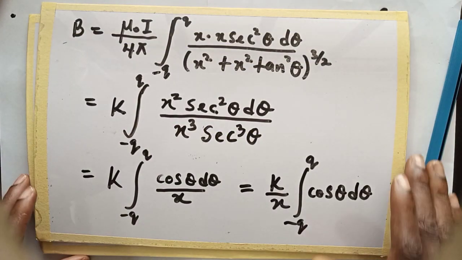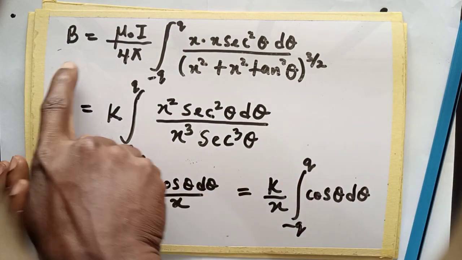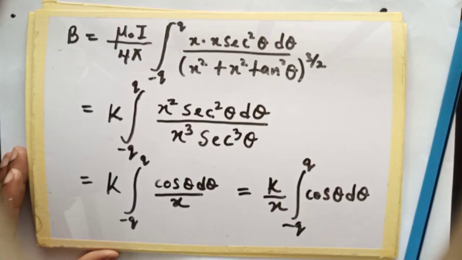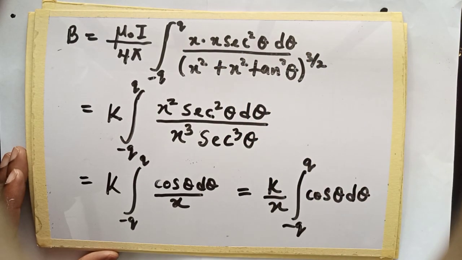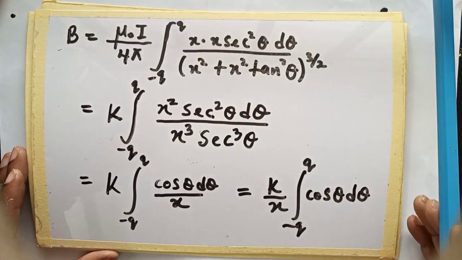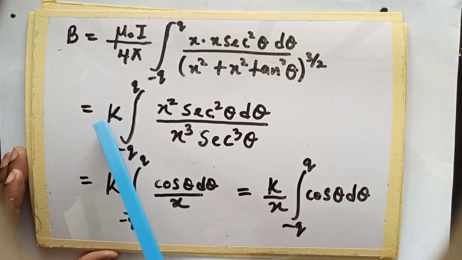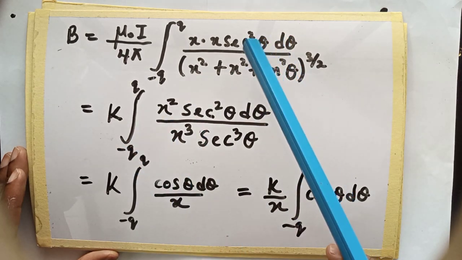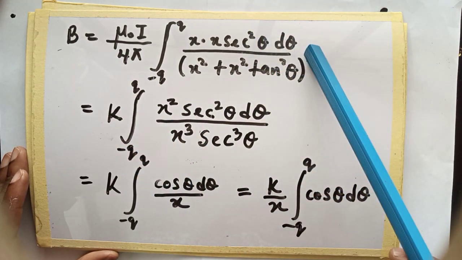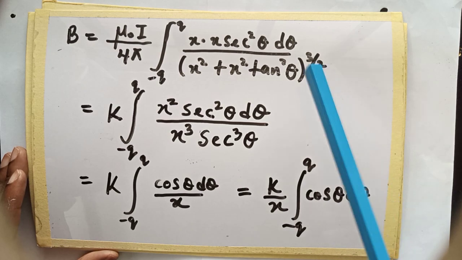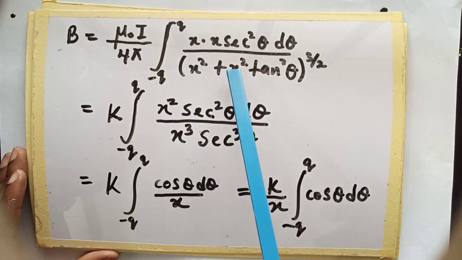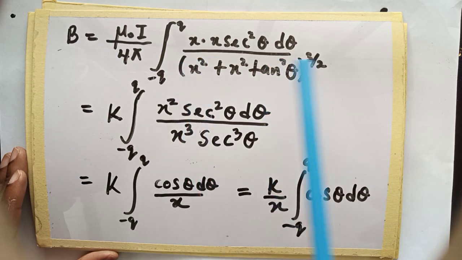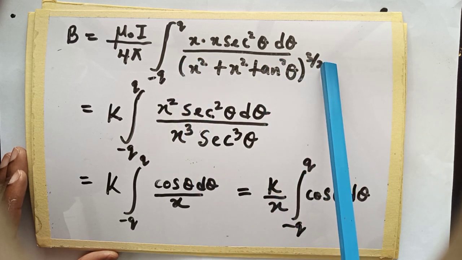Okay, so the next thing is B equal to mu naught I all over 4 pi. Then we substitute everything into this expression. From this expression, we assume that this one is K, which we have here. We still leave our q and minus q, despite the fact that we have changed it from dy to d theta.